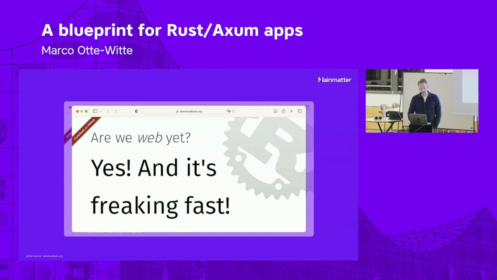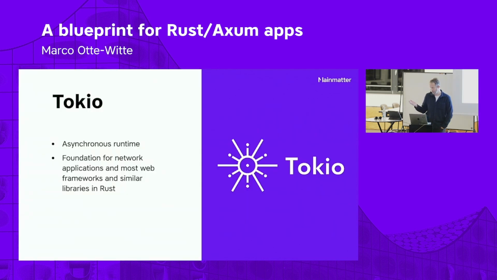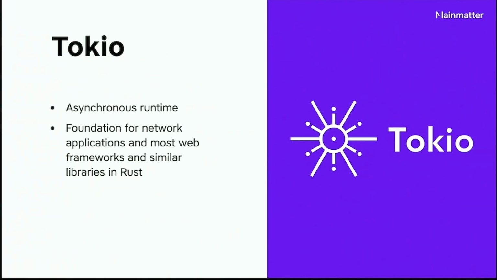In general, Rust is ready for the web, right? Like, arewewebyet.org is not lying, right? All of the different things you need in order to build a full backend application are handled. There are crates available for all of that stuff, right? So first of all, obviously there's Tokio, which is the async runtime and really the main building block for a lot of backend stuff in Rust.